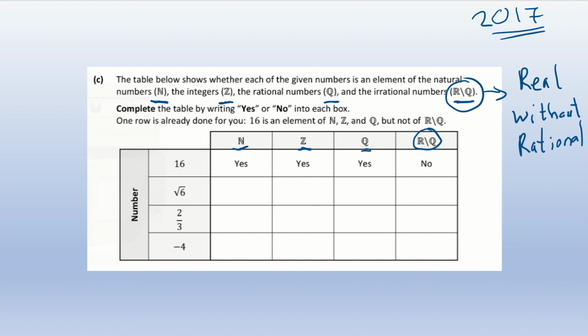And again, once I do my video on sets and sets notation, we'll have a look at that bit again. So we've got to complete the table by writing yes or no into each box. And one row is already done for us, so we'll just make sure that 16 is correct. 16 is a natural number. It is an integer. It is a rational number. It can be written as 16 over 1, but it's not irrational. 16 doesn't have a load of decimal numbers after it that keep going, so it is not irrational. So put a little tick there.